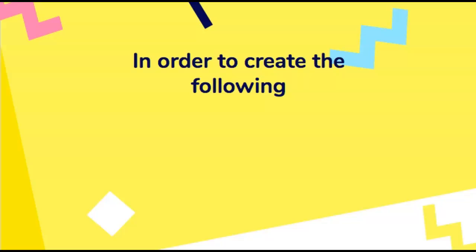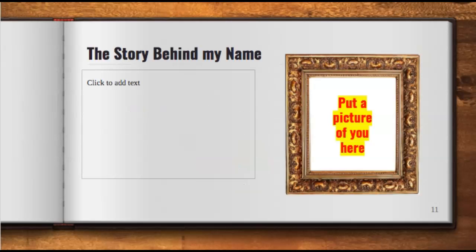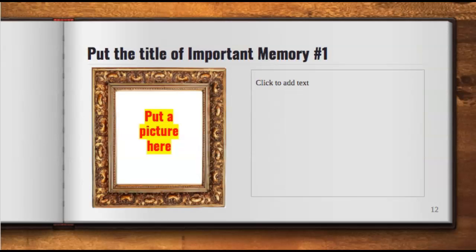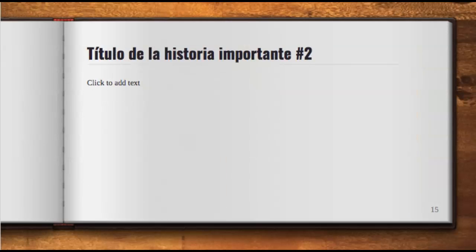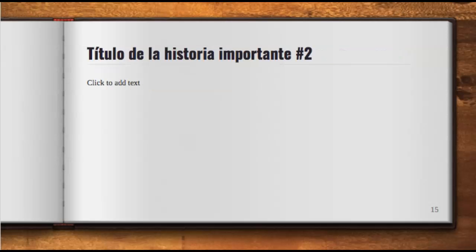You are going to download the following template to Schoology. It looks just like this. It has a space for the title. It has the space for the story behind your name, your memory one, additional information, and actually you have 4 memories. So I'll make sure to add those right now.